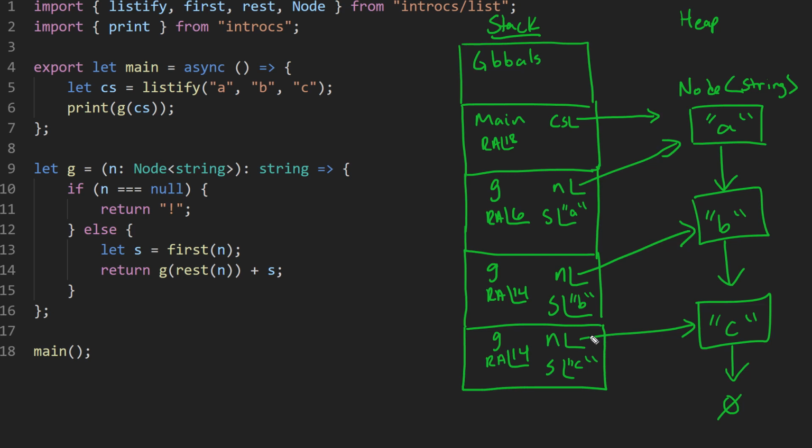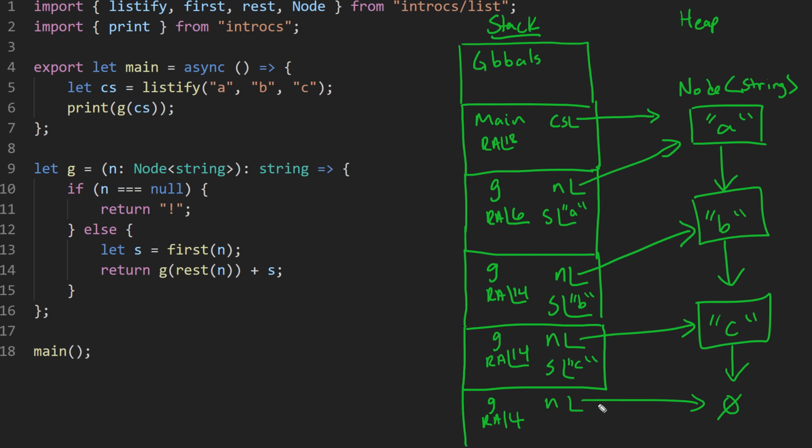And we reach the return statement one more time, and we're calling G for the last time here because we're going to be passing in the rest of the list, which is the empty list. So the return address is line 14, and N is going to refer to null, the empty list.